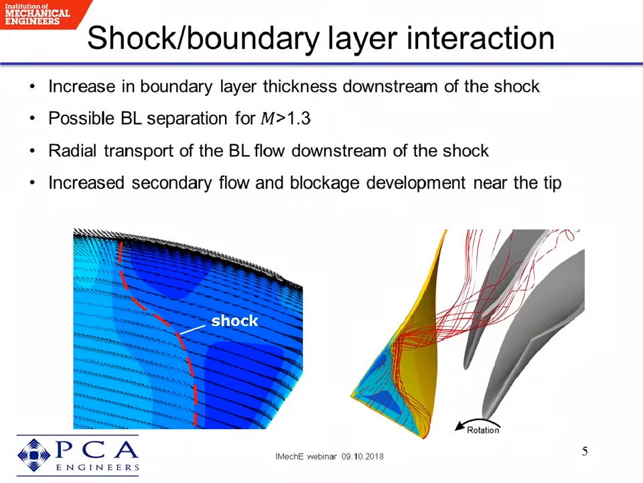We can see this in the change of the direction of the flow vectors across the shock in the left-hand side figure. And the resultant secondary flow moves towards the casing and increases the loss and blockage development in the tip region of the impeller, as can be seen on the figure on the right-hand side.